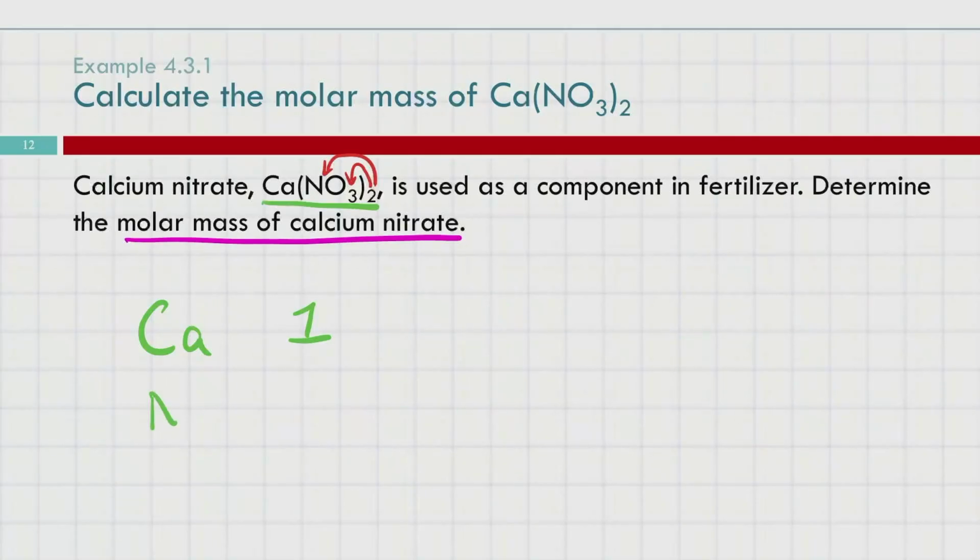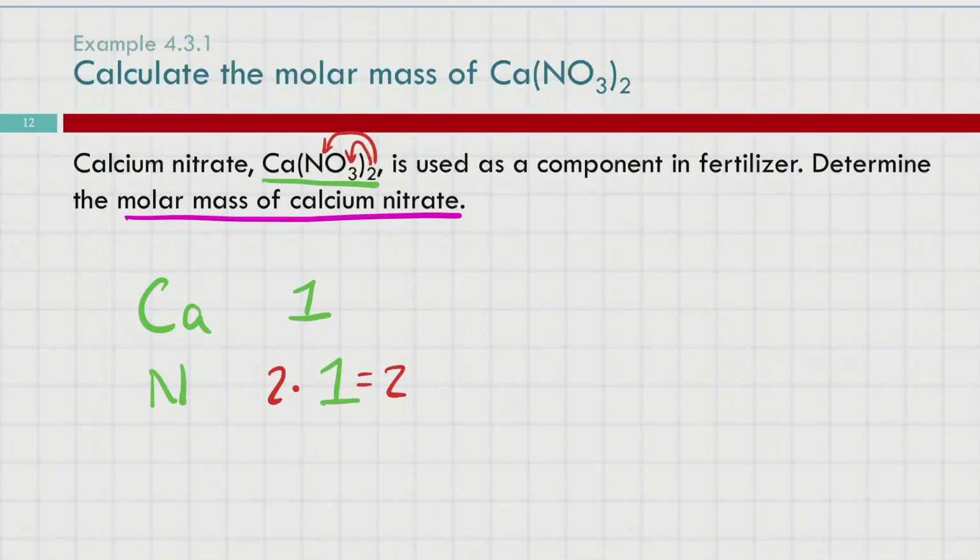So for our nitrogen, we actually have 2 times the written subscript, or implied subscript of 1, so we've got a total of 2. And then oxygen, we've got 2 nitrates. Each nitrate has 3 oxygens, and so we've got a total of 6 oxygens. So those are the counts.